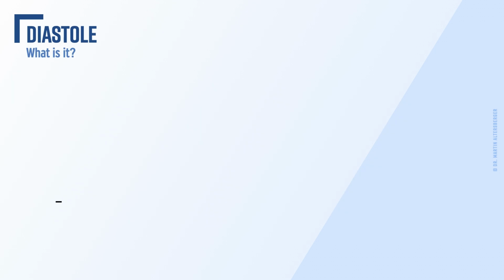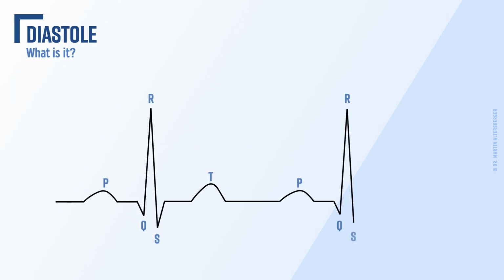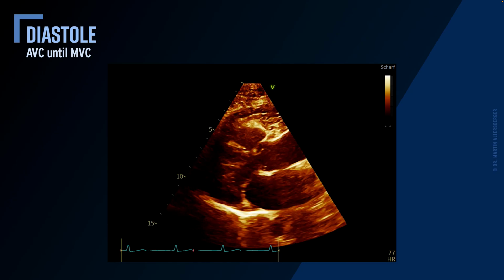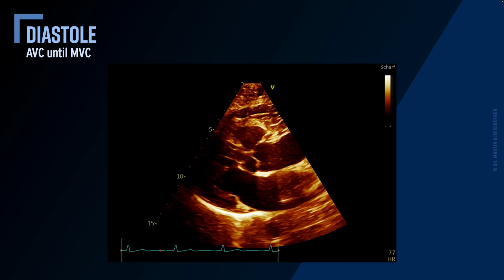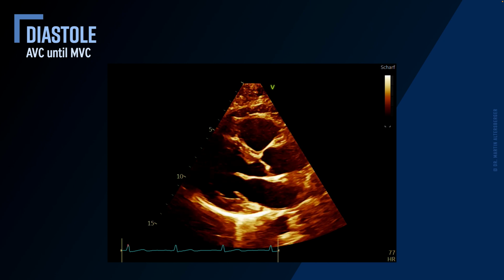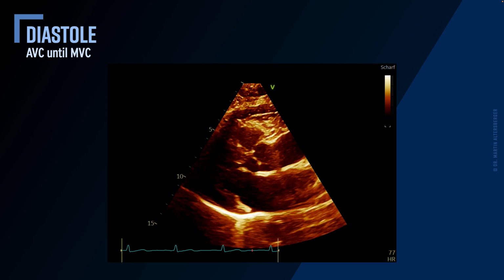So diastole, what actually is it? In the ECG, it's here displayed. It's the end, more or less, of the T wave to the start of the QRS complex. And when we are looking at the heart, we see that aortic valve closure until mitral valve closure, that's diastole. So the filling of the heart.